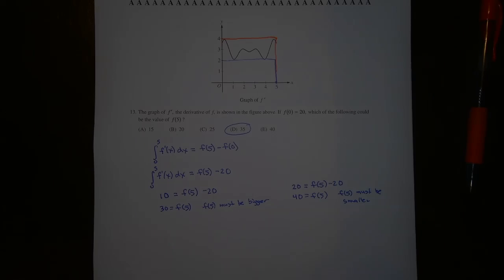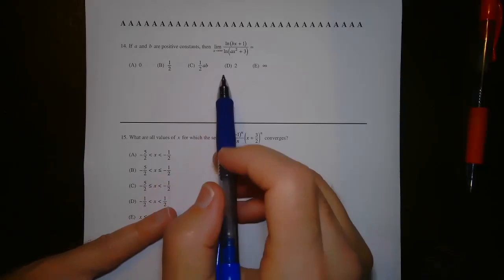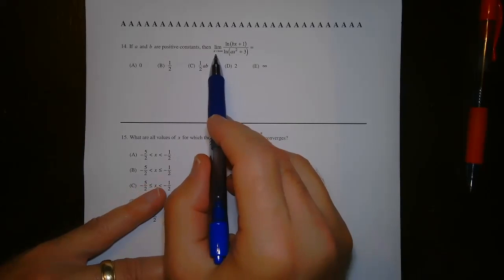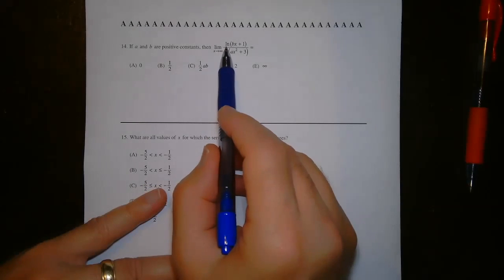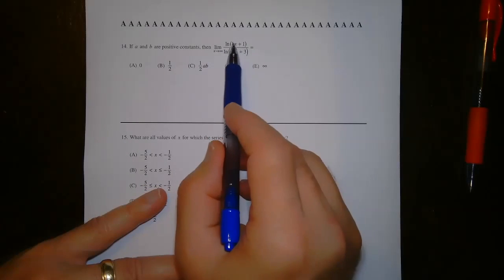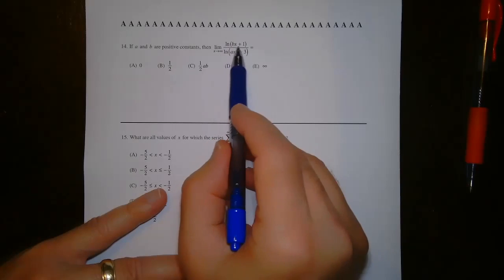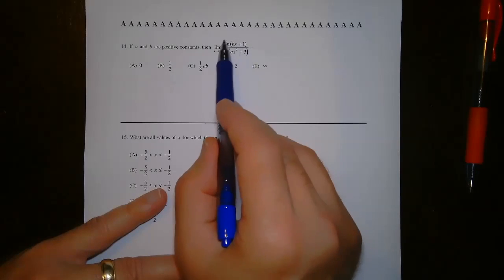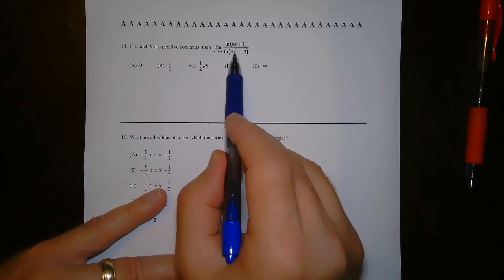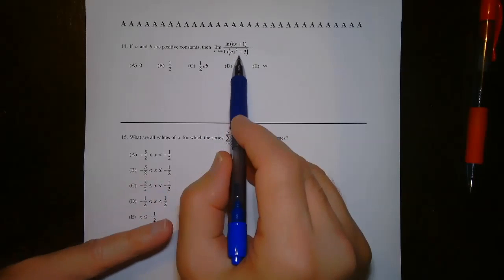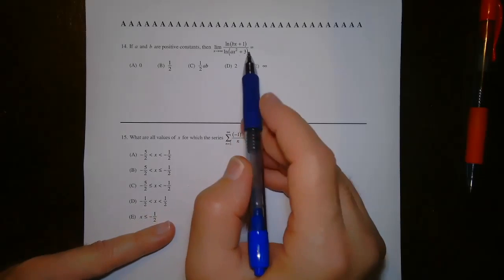All right, let's go on to 14. For 14, we're taking the limit as x approaches infinity of the natural log, and this has x in it, right? So as x gets bigger, what we're putting in the natural log gets bigger and bigger and bigger. So this is going to infinity, okay? This one would also be going to infinity. So we have infinity over infinity. Now that's L'Hopital's rule, right?